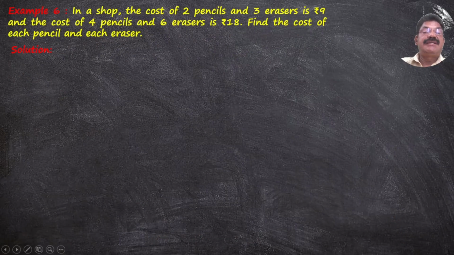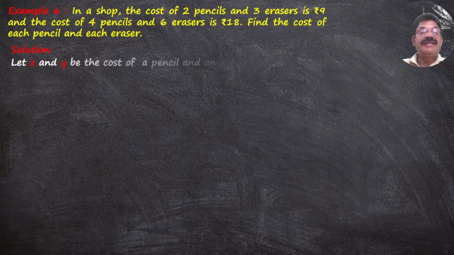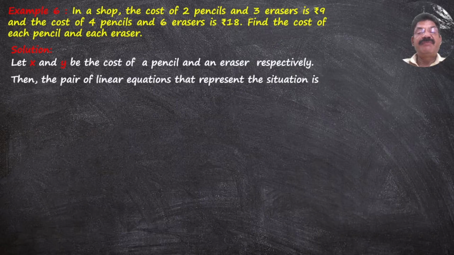Now, example 6. In a shop, the cost of 2 pencils and 3 erasers is rupees 9 and the cost of 4 pencils and 6 erasers is rupees 18. Find the cost of each pencil and each eraser. So, we have to find the cost of pencil and eraser. So, we take x and y to be the cost of a pencil and an eraser respectively.